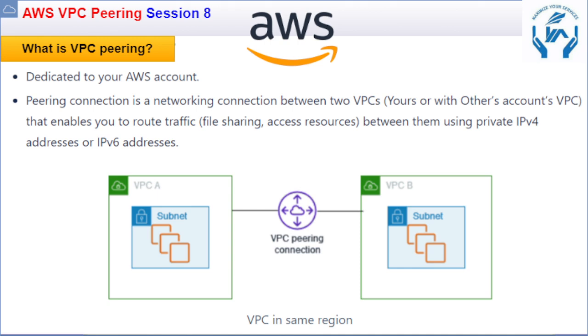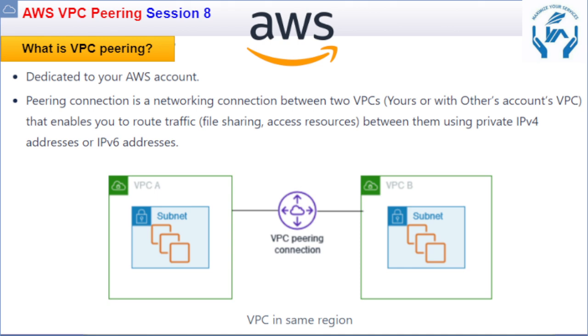A peering connection is a networking connection between two VPCs, your own or maybe someone else's, to enable you to route traffic. What does it mean? It's sharing files and accessing resources between them using private IP version 4 and IP version 6. One thing was that a VPC belongs to an account. Second, it can be your own VPC, one or more, and your VPC can communicate with other accounts' VPCs.